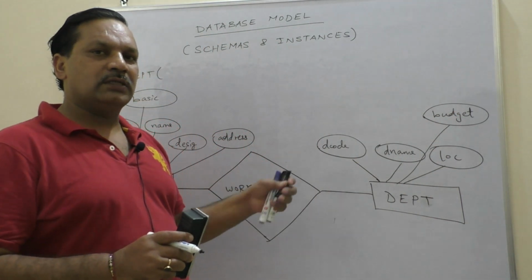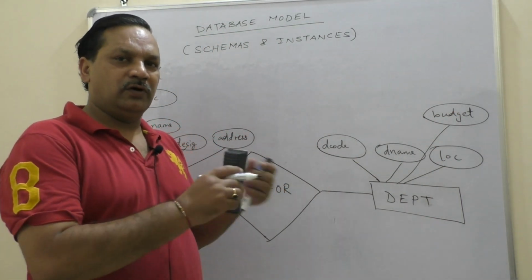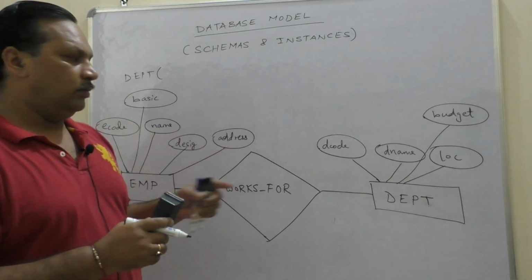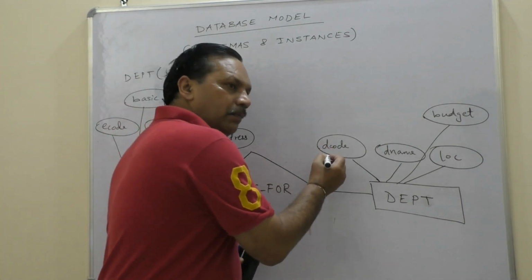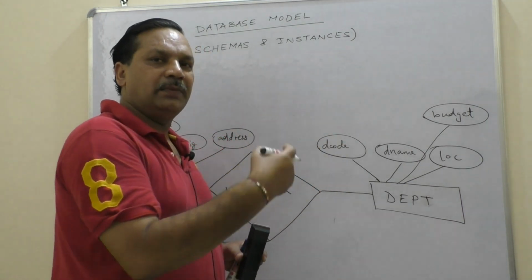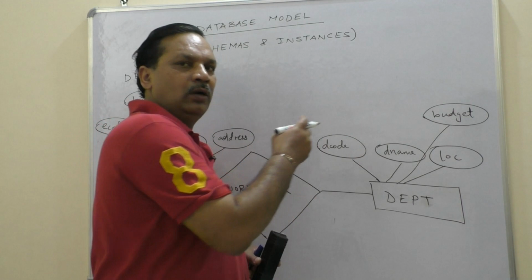Now what is the thing which cannot be the same for two different departments, which is unique? Department code. So department code is a key field because no two different departments can have the same department code.